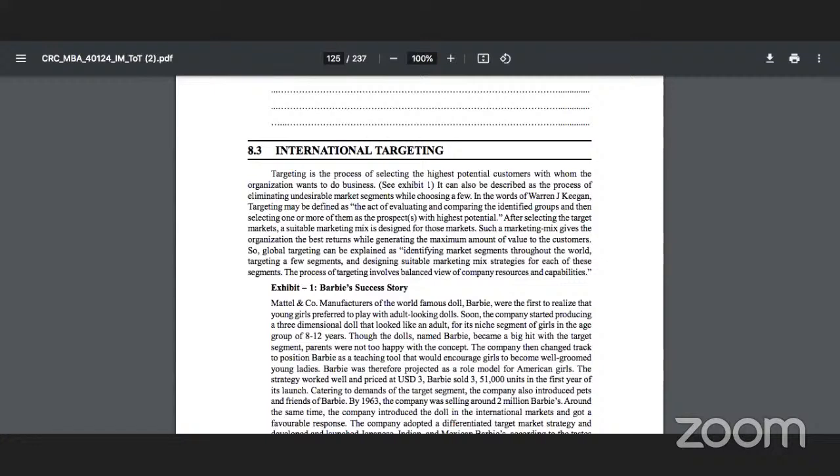It can also be described as a process of eliminating undesirable market segments while choosing a few. Of course, this depends on the company's marketing strategy. Some may want to spread their butter all around and say, let us try to grab a little from each market. Whereas there are companies which say, let us just focus on a few markets and try to get the highest volume of business and potentially the highest amount of profit from those specific markets. This process has been defined by Warren J. Keegan as the act of evaluating and comparing the identified groups and then selecting one or more of them as the prospects with highest potential.